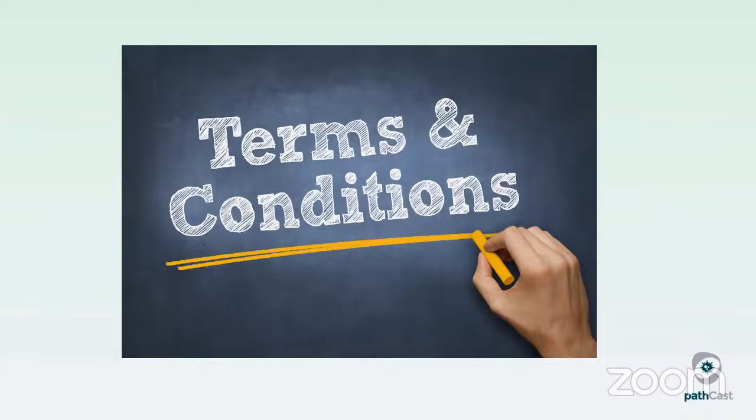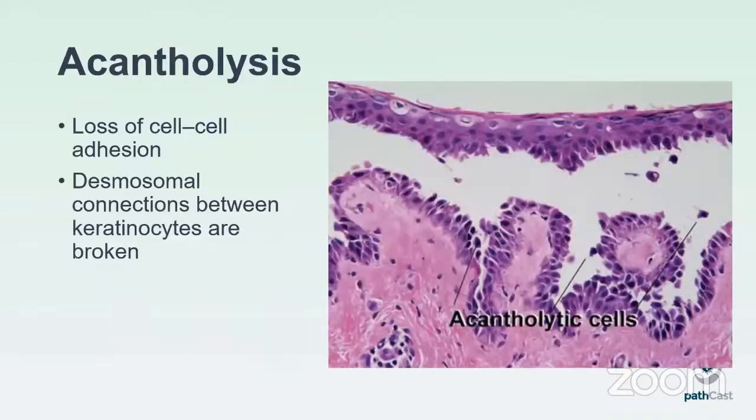Terms and conditions is next. I'm just going to run through a few basic terms that you'll encounter, and what conditions you might see them in, before you have your lectures on the different inflammatory reaction patterns. Acantholysis is a loss of cell-to-cell adhesions. You see this ballooning of the cells as they lose those desmosomes, those connections from each other.